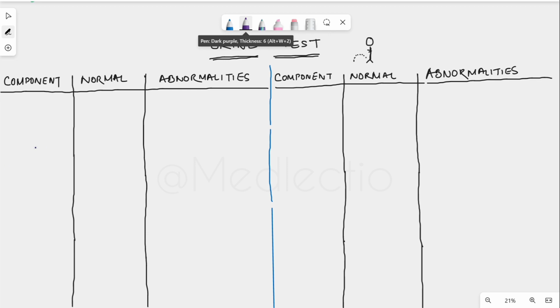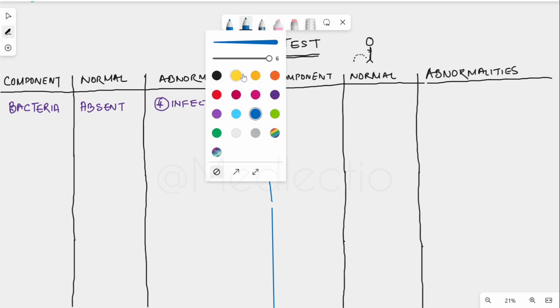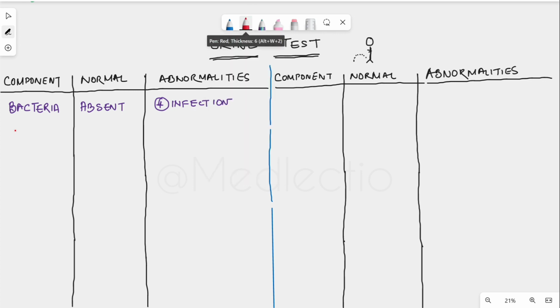Next one is our urine test, and a pretty important one. The first one is bacteria. Normally we don't have any bacteria in our urine. Our urine is sterile when it is excreting. After that bacteria grows, but when it's excreting it's sterile. So if bacteria are positive, then it's an infection, and we suspect UTI. Then RBC is less than 5.